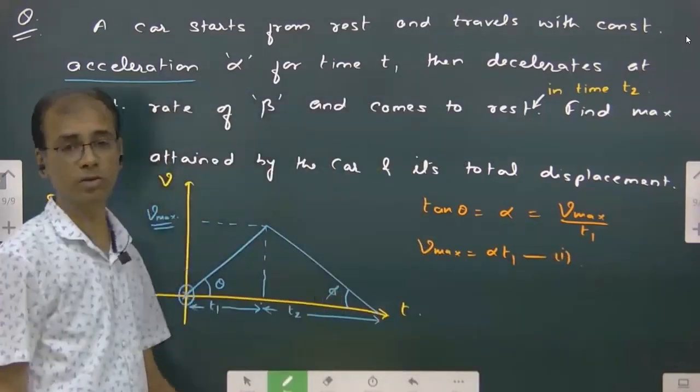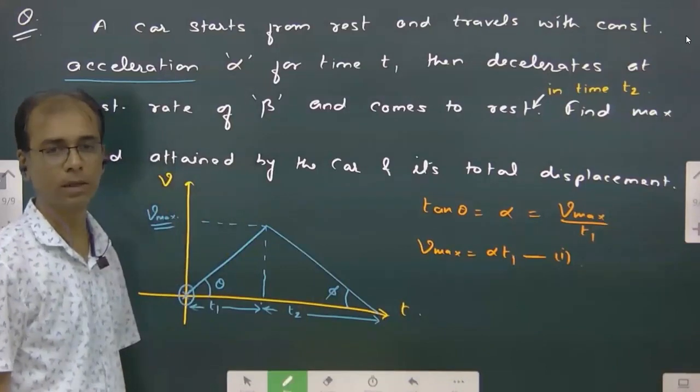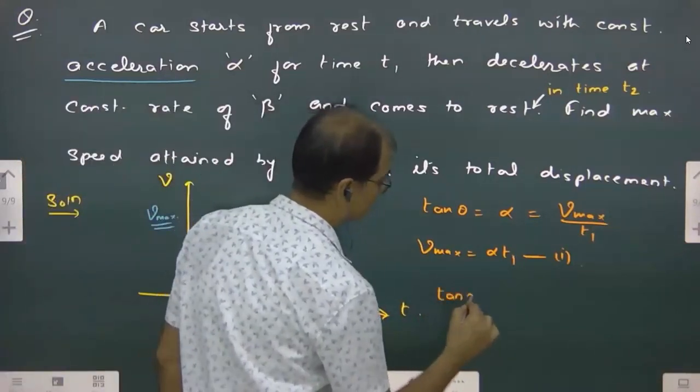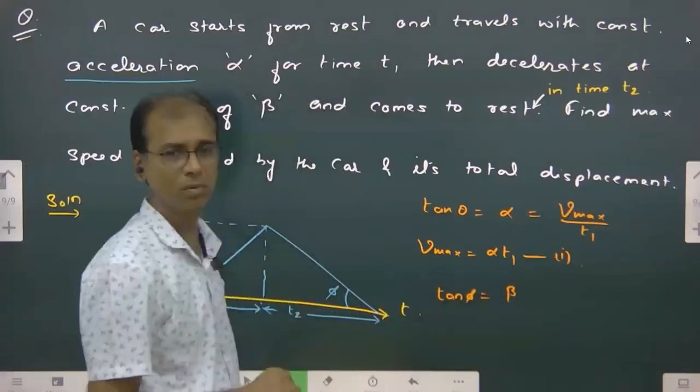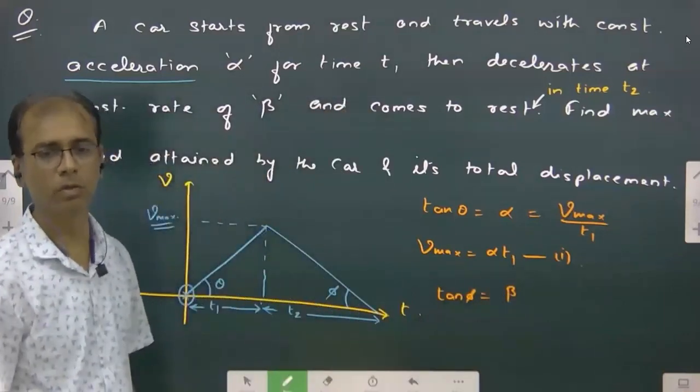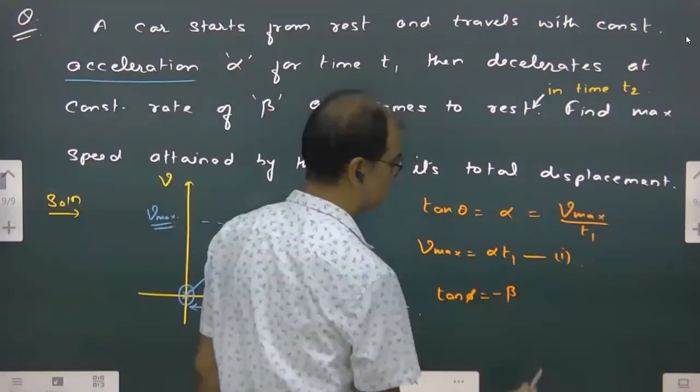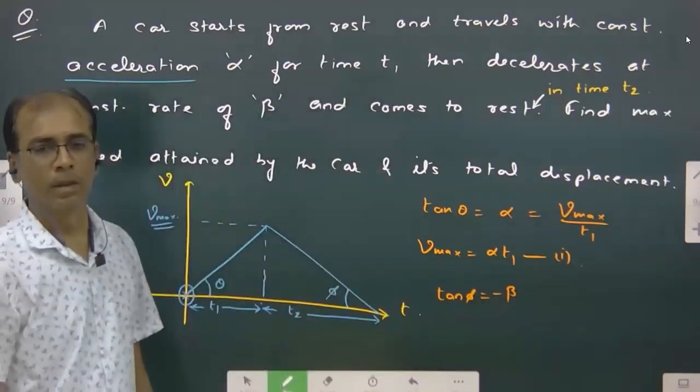In the same way, tan phi value is also given to me. What is tan phi? Beta, that is also given. Tan phi is equal to beta, but beta is negative now. Yes, it's negative. So what? You want to put it negative? Put negative, no issues. Tan phi is negative beta.